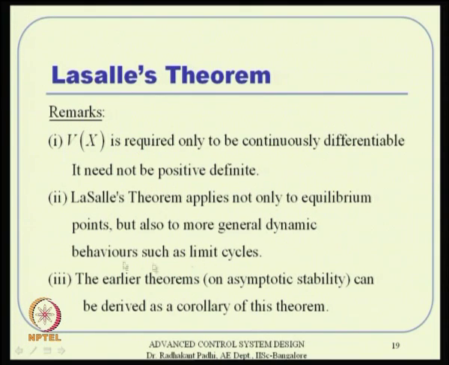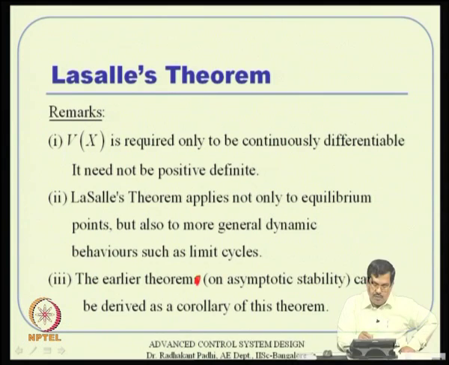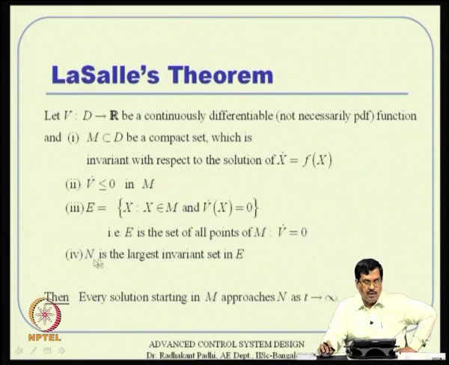The earlier theorem on asymptotic stability can be derived as a corollary of this theorem. It is a very straightforward corollary, if you simply define these sets and N happens to be the equilibrium point ultimately.